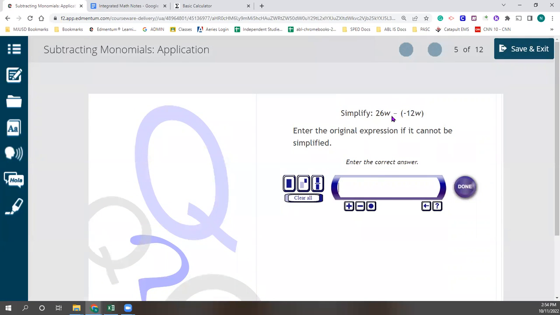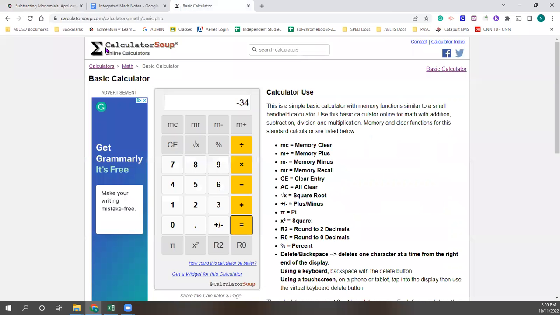Simplify 26W minus negative 12W. The terms are the same. They both have the same exponent and the same variable. So we type in 26 minus negative 12, equals 38.